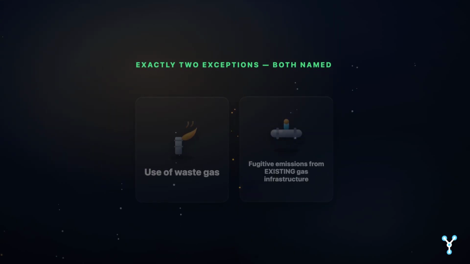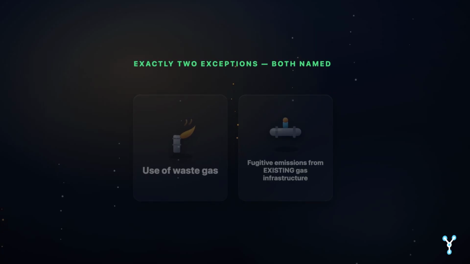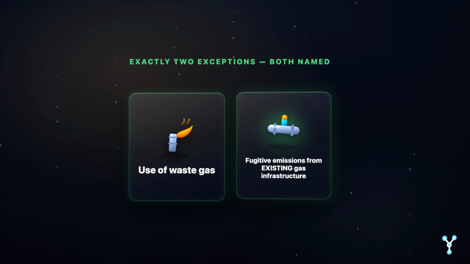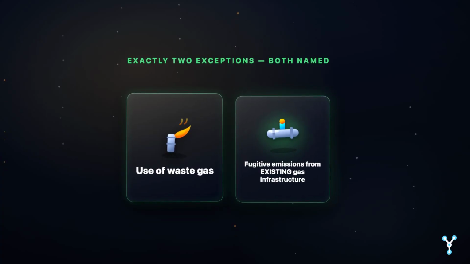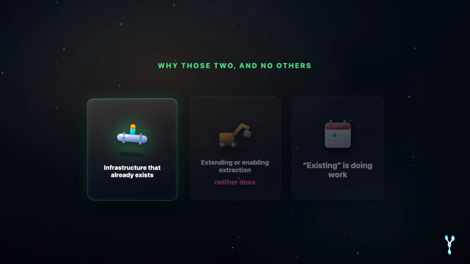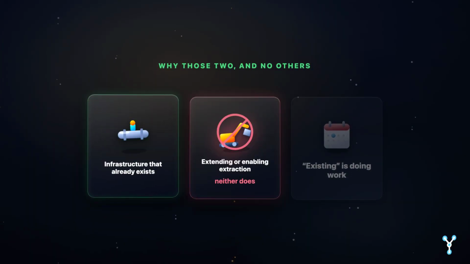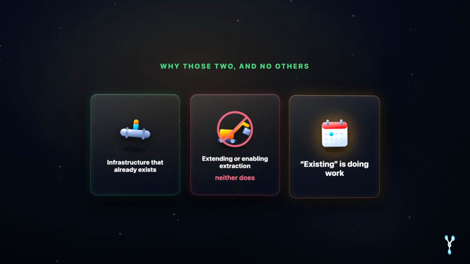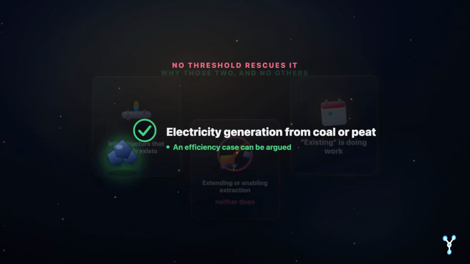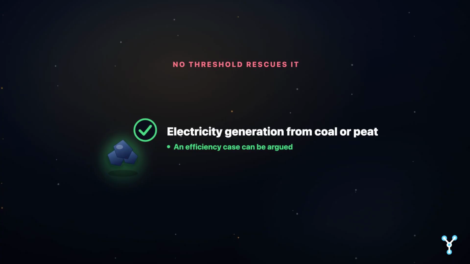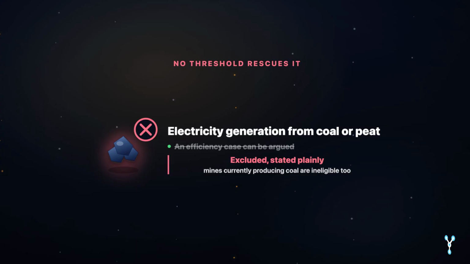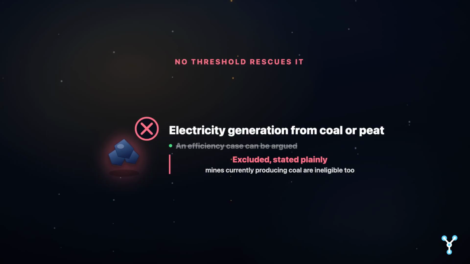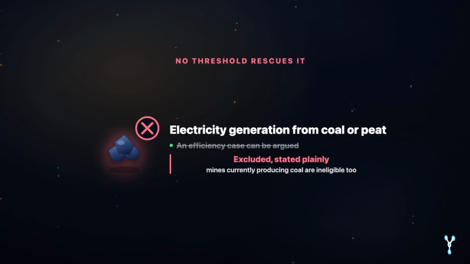There are exactly 2 exceptions to the fossil fuel exclusion, and the document names both: the use of waste gas and the reduction of fugitive emissions from existing gas infrastructure. Those 2 exist because both reduce emissions from infrastructure that already exists without extending or enabling extraction. Note the word existing in the second. It is doing work. The second exclusion is electricity generation from coal or peat, stated plainly, with no threshold and no efficiency test that rescues it. Elsewhere, the document confirms that mines currently producing coal are ineligible.